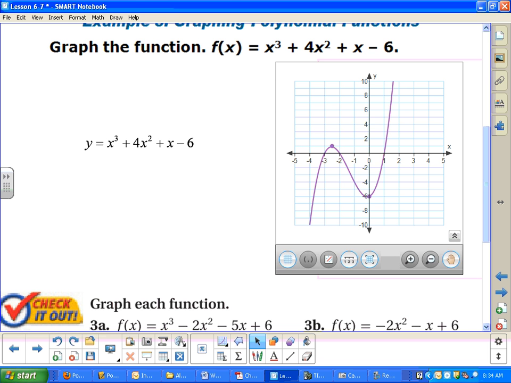Now, I told you how to find the max and mins just by using your zeros. That's a whole lot easier actually than the other way that we're going to talk about doing it also. But there's our sketch of our graph.